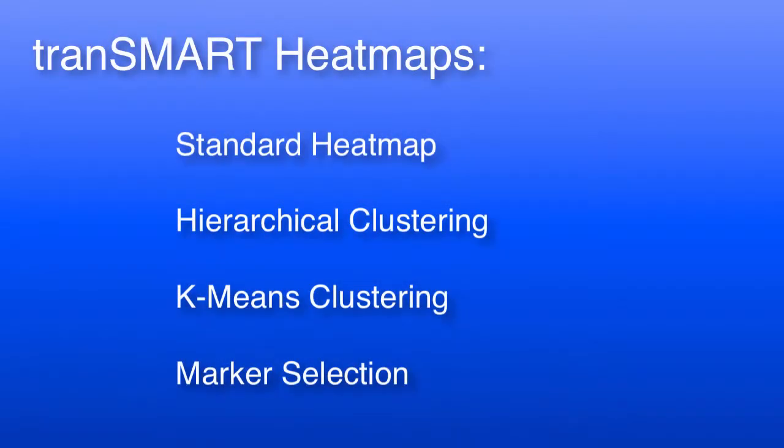We will generate the following types of heat maps in tranSMART Dataset Explorer: standard heat maps, hierarchical clustering, k-means clustering, and marker selections.